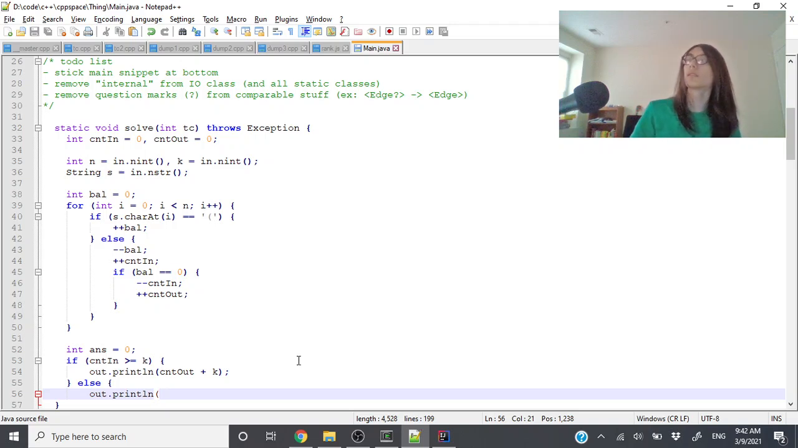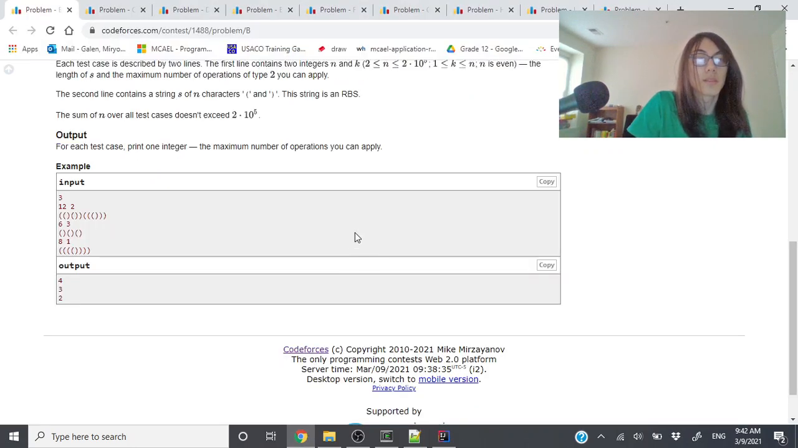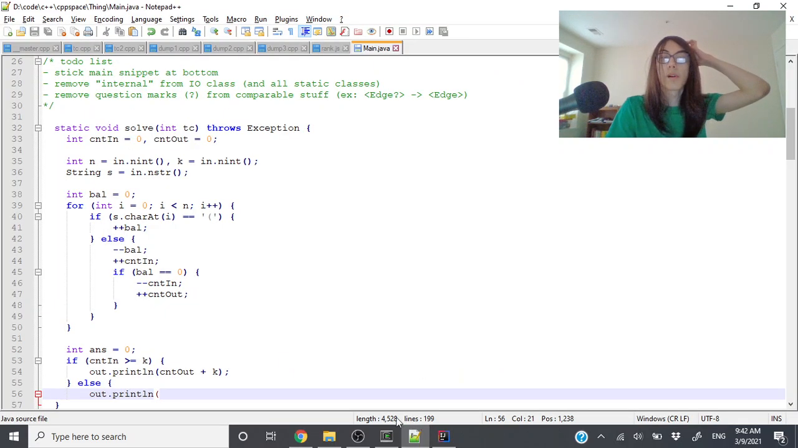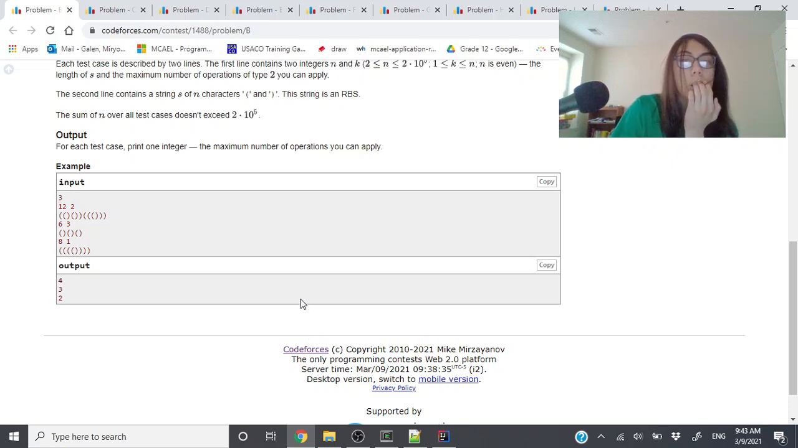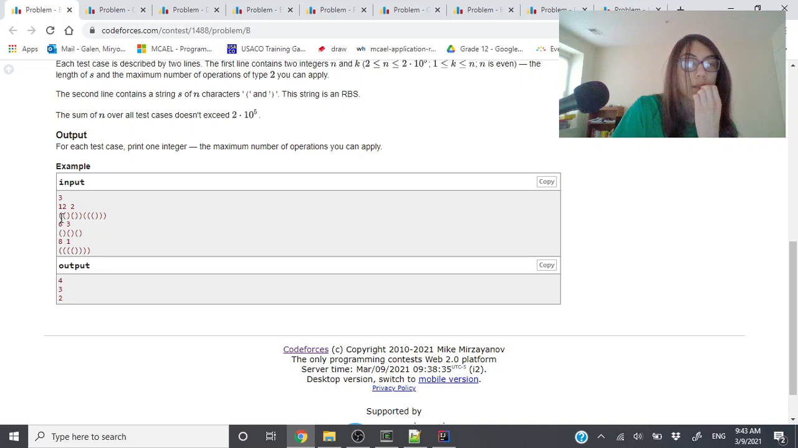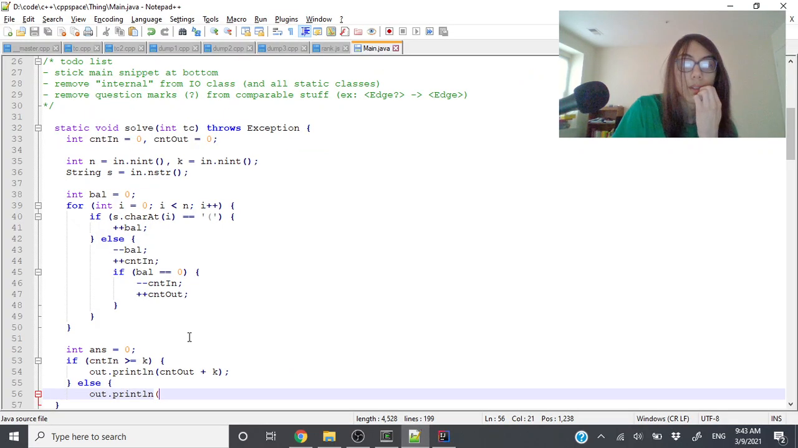How does this work? Does it work to print count in and count out? So we have 1, 2, 3, 4. So we get rid of all the inner ones first. And then, if we don't have enough operations, it's just the number of inner ones plus everything else. Otherwise, we have more operations than we can use, so it should just be everything.